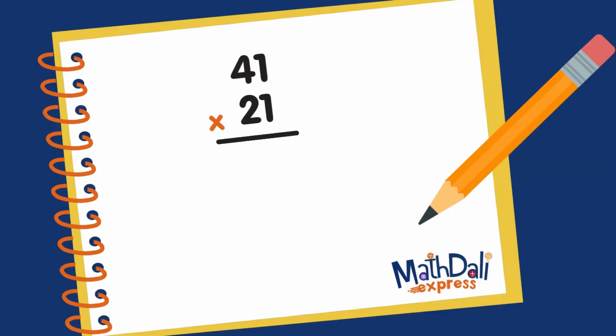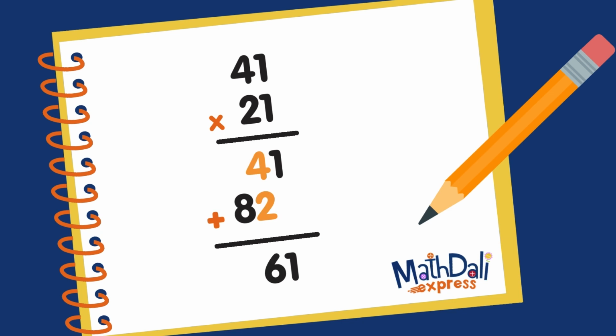41 times 21. 1 times 1 is equal to 1. 1 times 4 is 4. 2 times 1 is 2. 2 times 4 is 8. Now, let's add. Bring down 1. 4 plus 2 is 6. Bring down 8. 41 times 21 is 861.